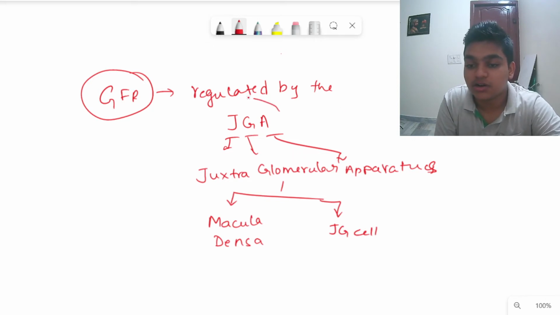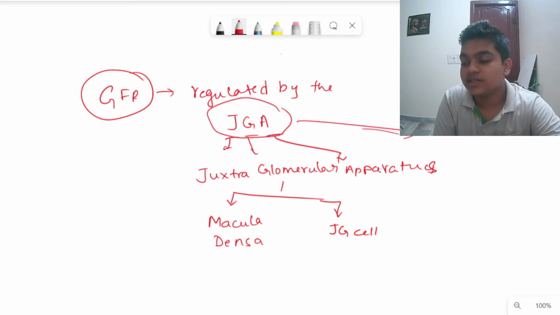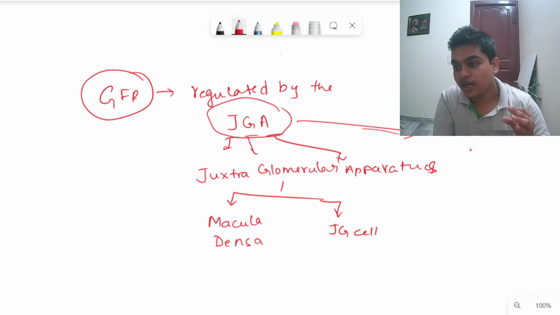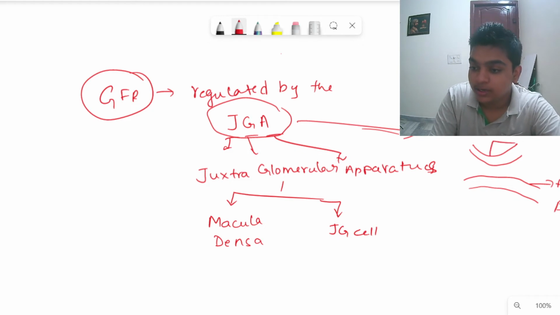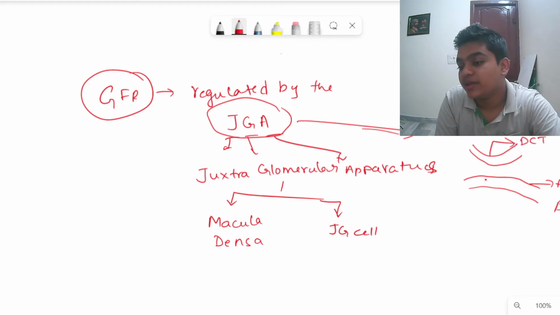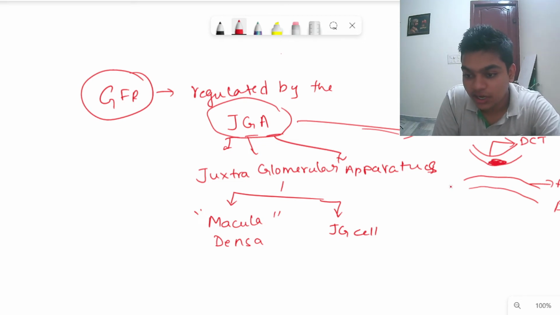And this juxtaglomerular apparatus is formed at the place of close contact between the DCT part and the afferent or efferent arteriole, AA or EA, and this is your DCT part. At this place of contact, this is present. Macula densa cells are present in the DCT part here, not all, only at the place of contact, and JG cells are present on the afferent or efferent arteriole part here.